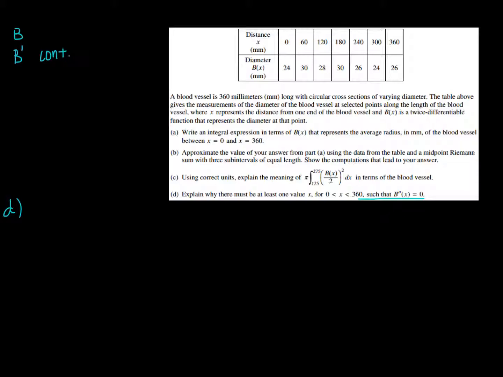Well, let's make it easy on ourselves. Let's see if we can find any intervals that will show us that b prime has to be 0 on that interval. In other words, an interval where the average rate of change for b of x is 0, and then find another interval where it's 0 again.